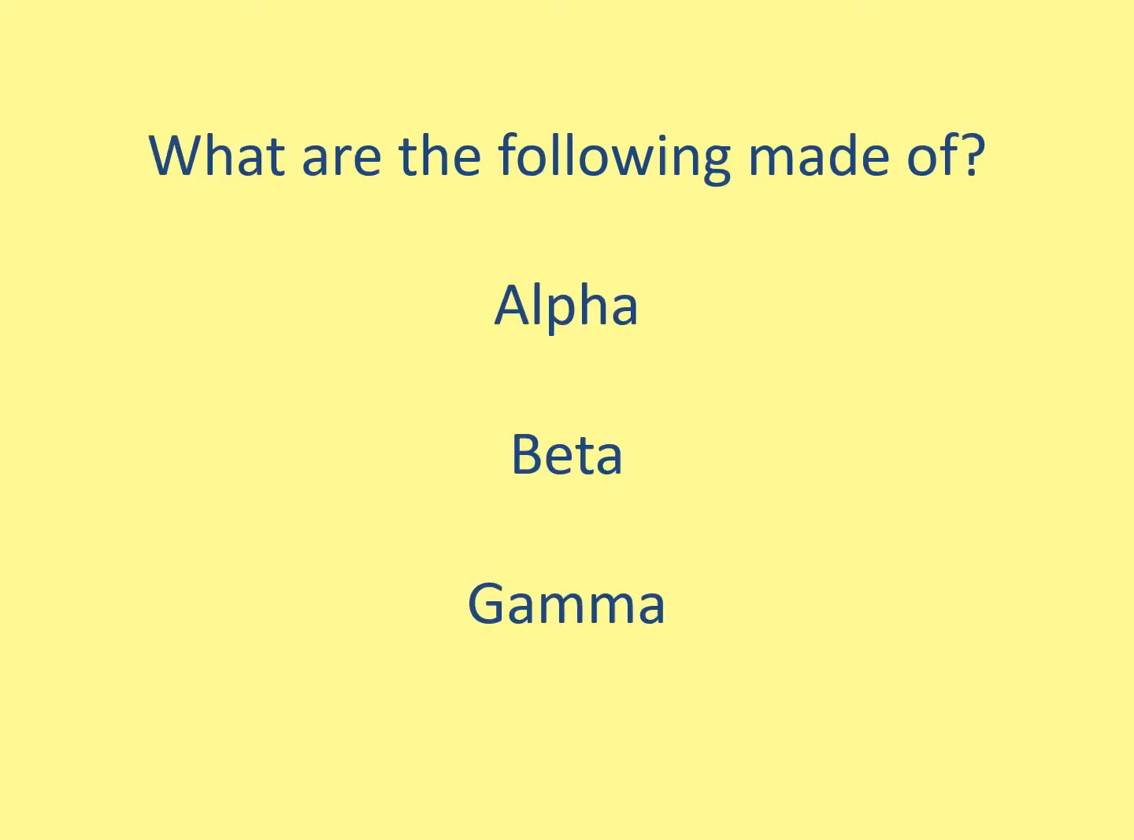Pause the video briefly and try and remember what these 3 are made of. We looked at them in a previous video. So alpha was made up of 2 protons and 2 neutrons. It is a helium nucleus.